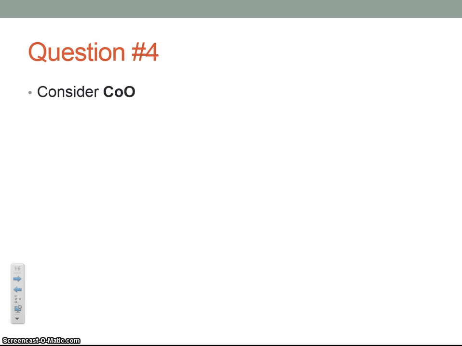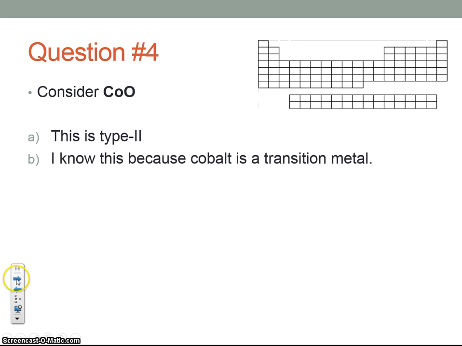Alrighty. So we have CoO. First thing, type 1 or type 2? Well, I'm going to say it's type 2 because I got to find cobalt on the periodic table, and here it is again in the transition metals area. So I got to draw this out again.